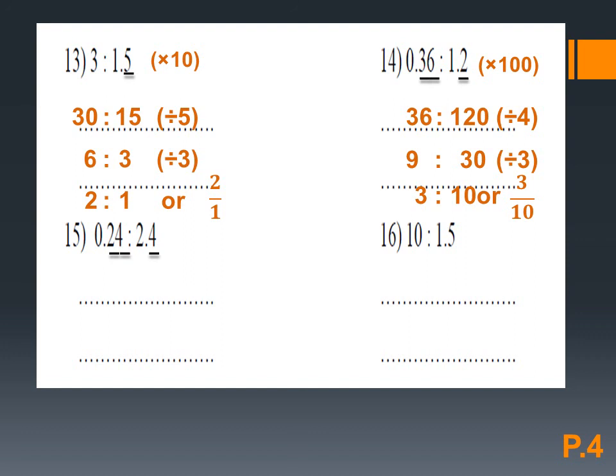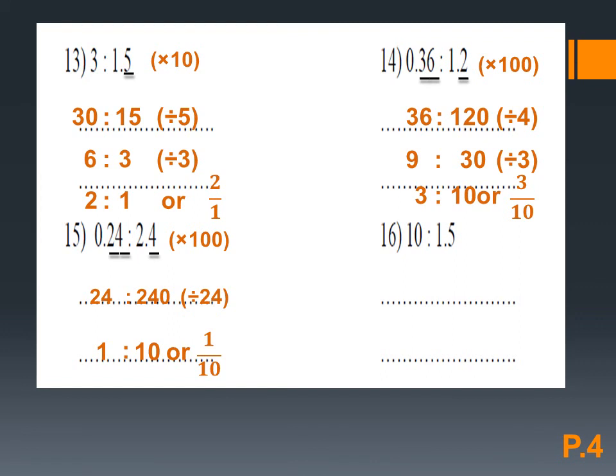0.24 and 2.4. We have two decimal places, multiply by 100, 24 to 240. Divided here by 24. We get the ratio 1 to 10 and this is the simplest form, 1 over 10.